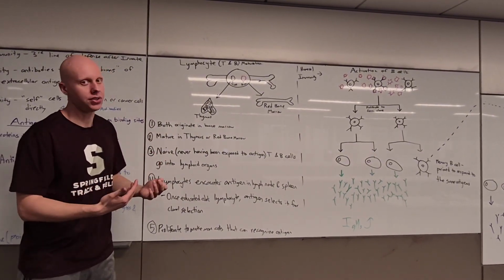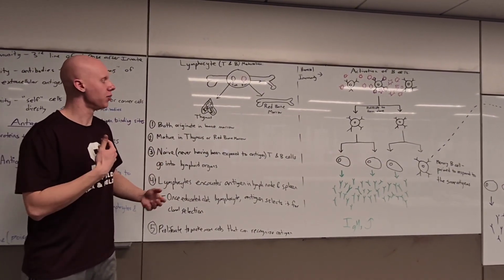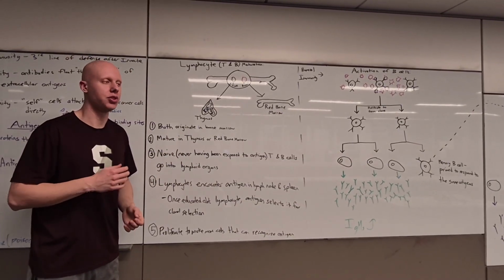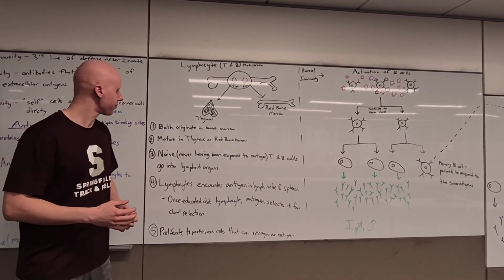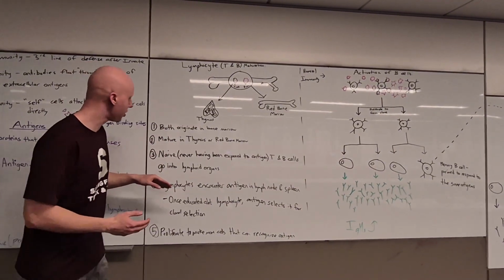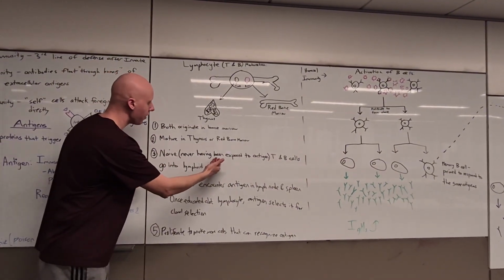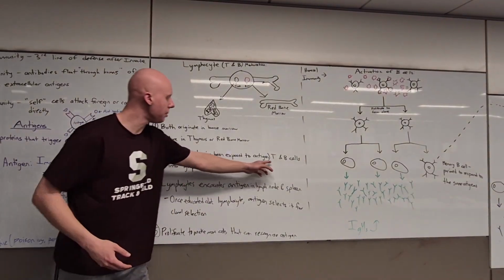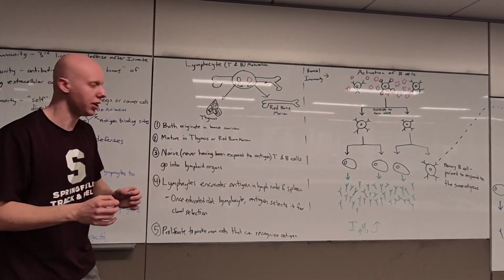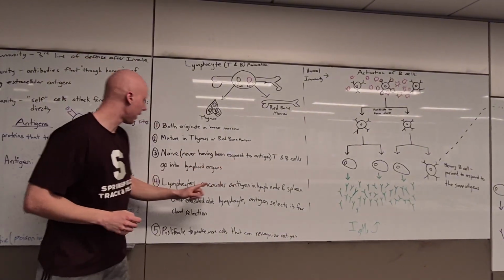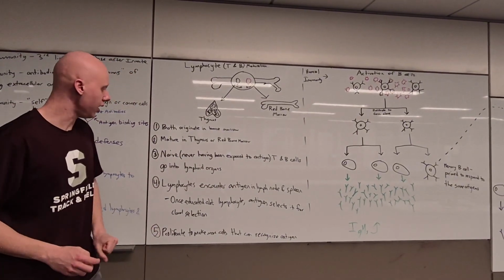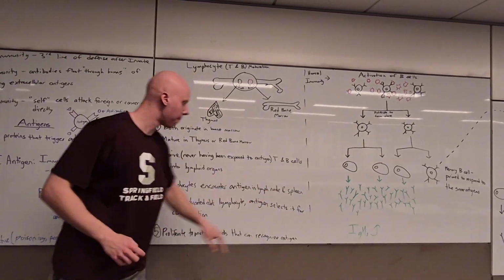They just don't know what it is yet, but they're being trained and educated that they need to be able to attack antigens. In stage 3, the naive T and B cells, never having been exposed to antigen, are about to be exposed, because they're about to enter lymphoid organs, specifically the lymph nodes and the spleen.